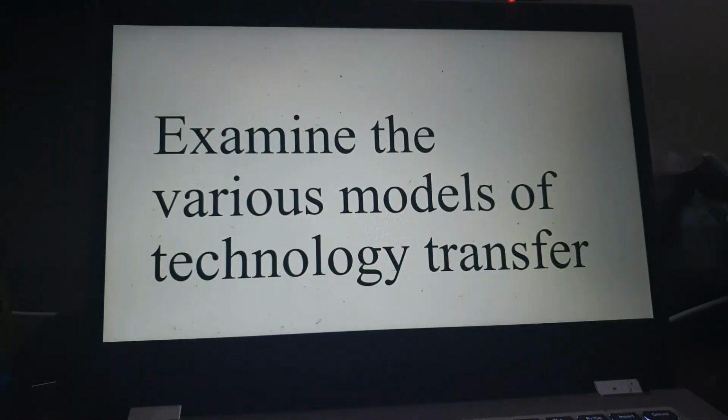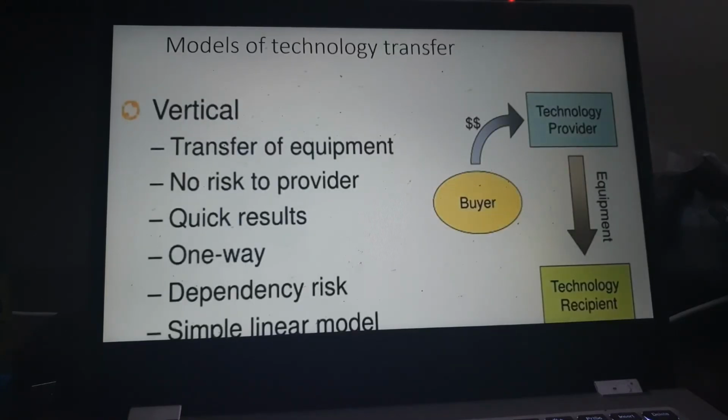Now let's examine the various models of technology transfer. Again, if you Google models of technology transfer, you will get some information. But basically, we have what we call vertical transfer. Vertical transfer means transfer of equipment, transfer of hardware technology. It carries no risk to the provider. It gets quick results. It's one way from the provider to the other. Just dependent risk. It's simple and linear.